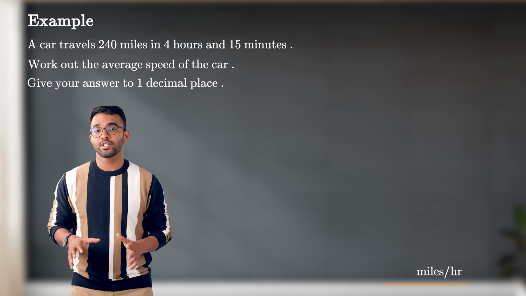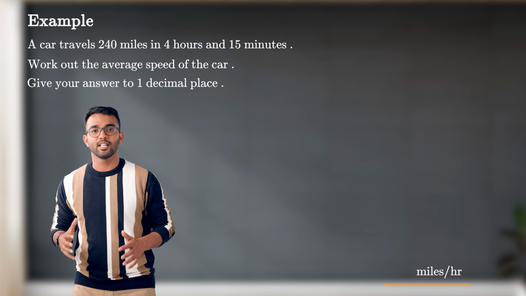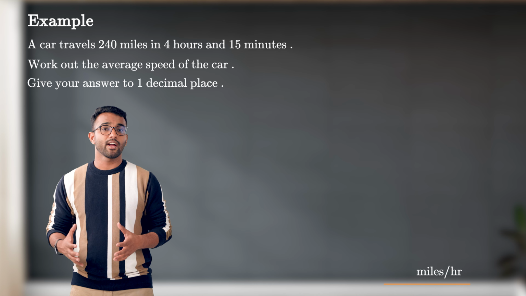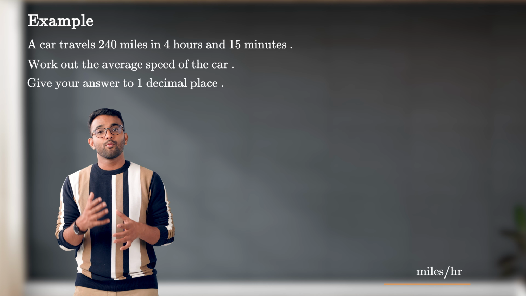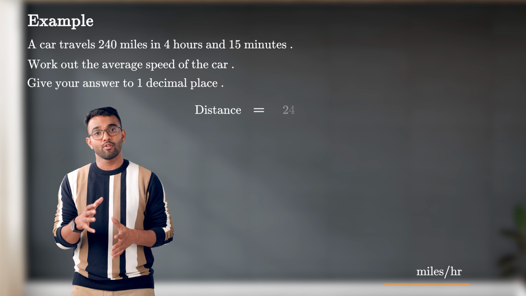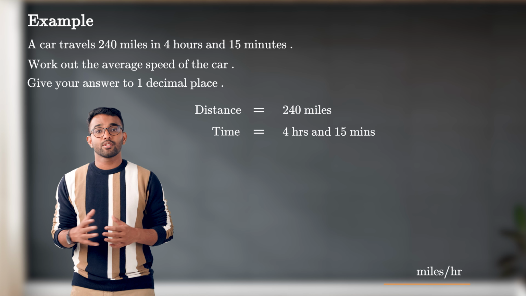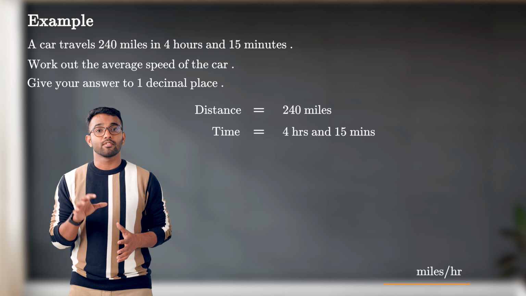Let's look at an example. A car travels 240 miles in 4 hours and 15 minutes. Work out the average speed of the car. Give your answer to one decimal place. We are given the distance, which is 240 miles. Time here is 4 hours and 15 minutes, which means we have to convert this into hours only.